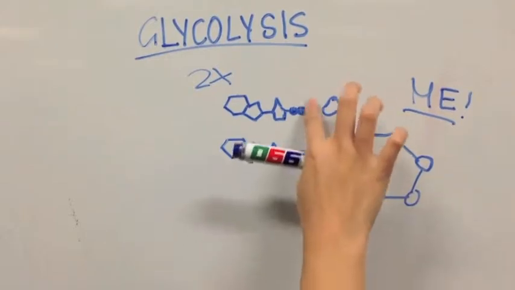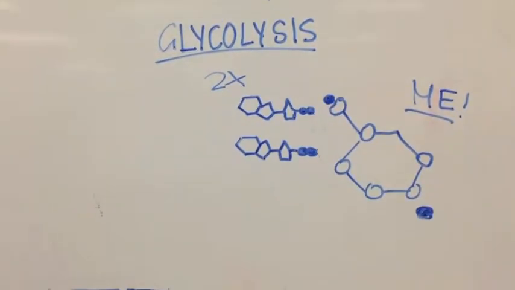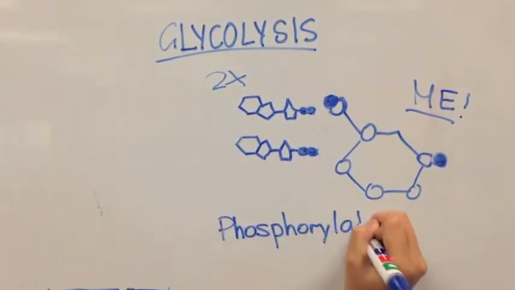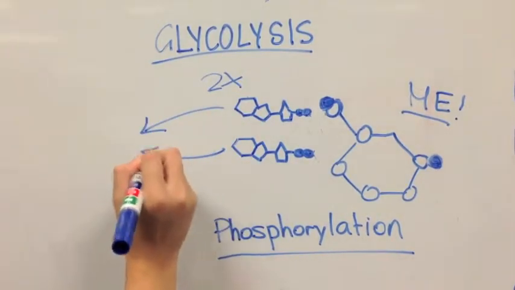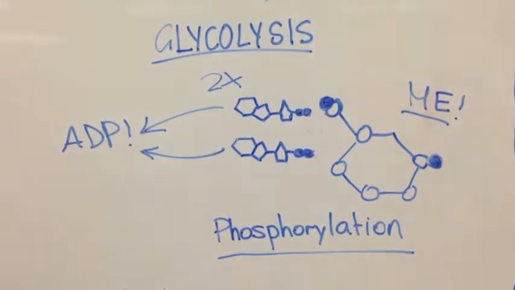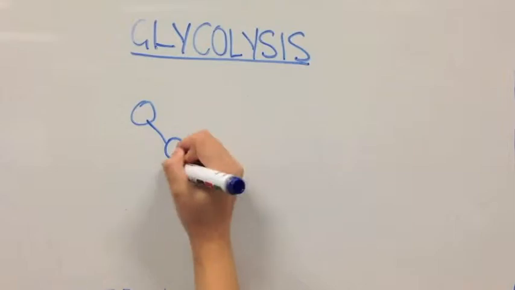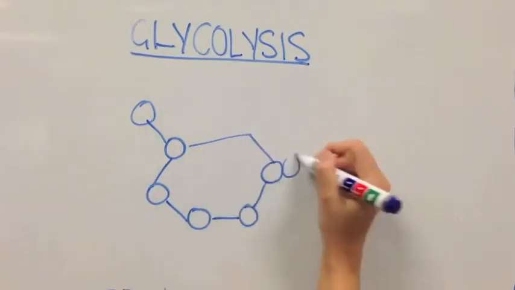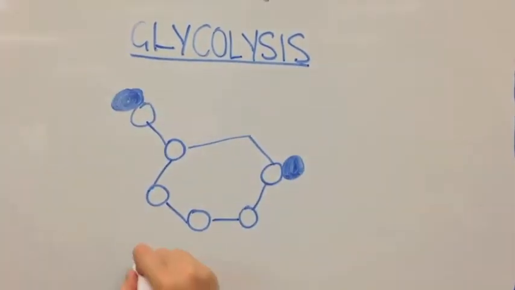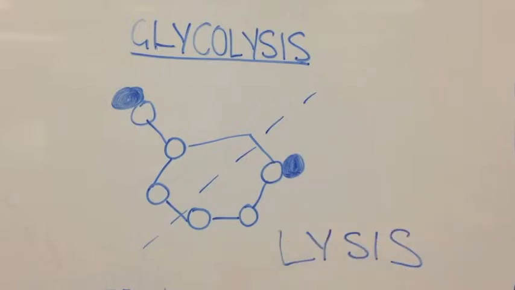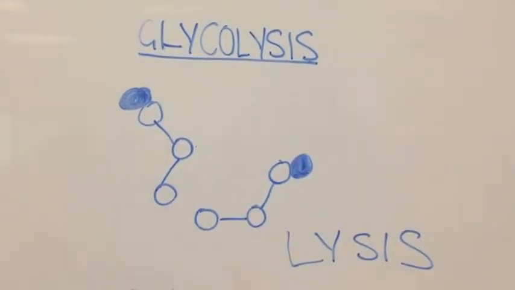In order to split me in half, each ATP has to break off one of their phosphates and attach them to me, creating 2 ADPs. This process is called phosphorylation. Phosphorylation makes me unbalanced and able to split. The splitting process is known as lysis, hence the name glycolysis, the splitting of glucose.